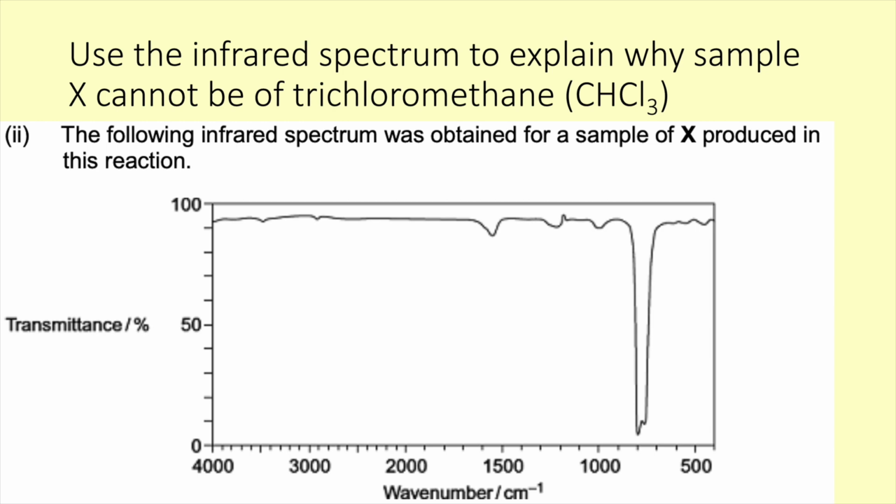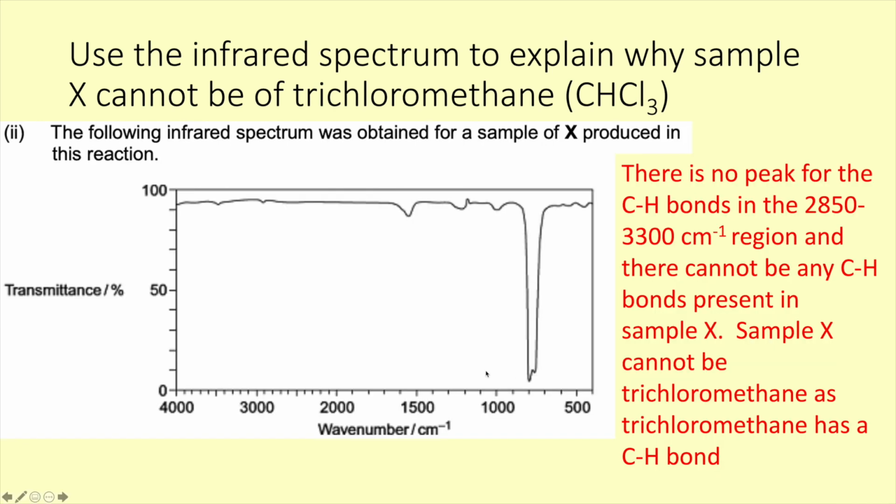I think this is the final question. Using the infrared spectrum below, explain why sample X cannot be, so why that spectrum cannot be of trichloromethane. So here we've got a peak between 700 and 800-ish. That seems to be the only real peak in this spectrum.